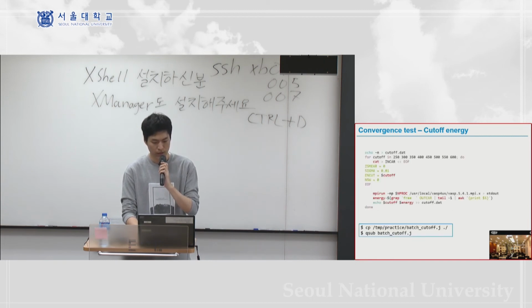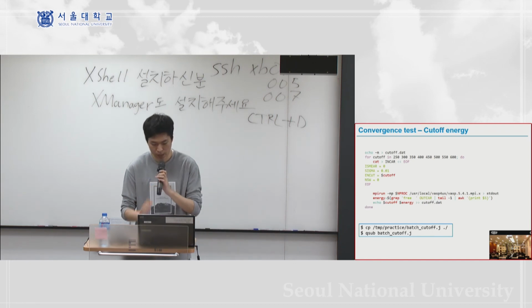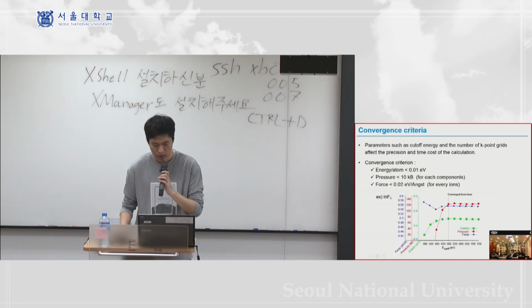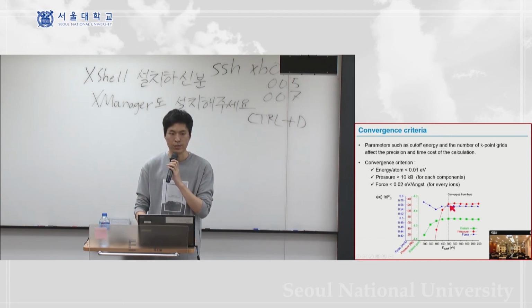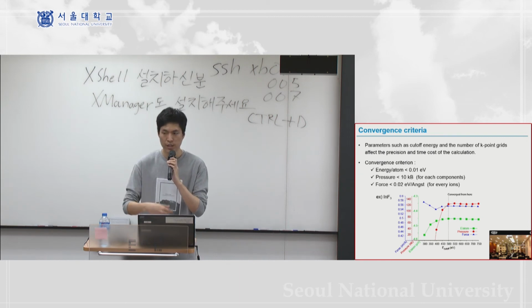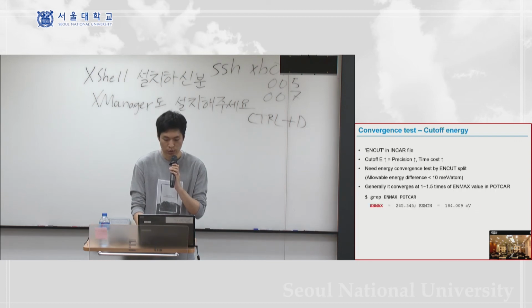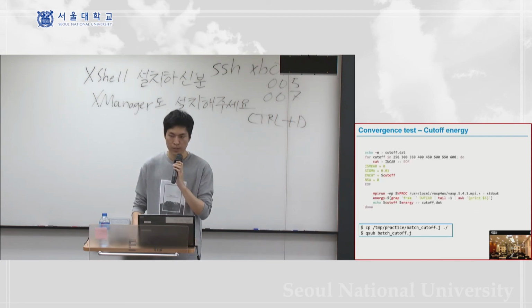So let's do some cutoff energy convergence test. In order to do that, we need to calculate the energy of a system changing the cutoff energy. So we need to do multiple calculations. You can do it manually by changing ENCUT in INCAR and run simulation, and change ENCUT again and run simulation again. But you can also write some script and do it automatically.